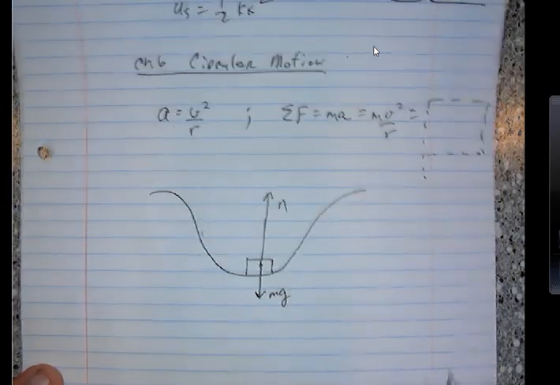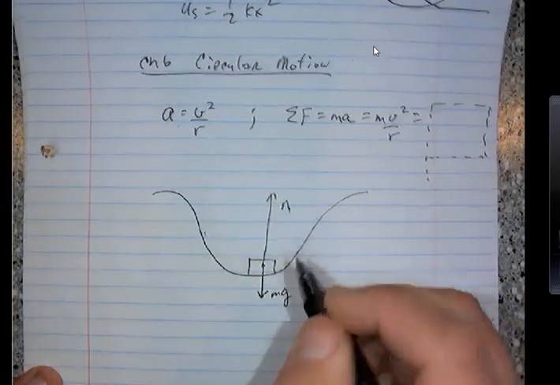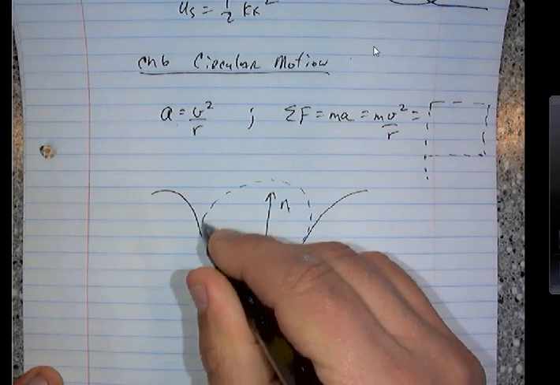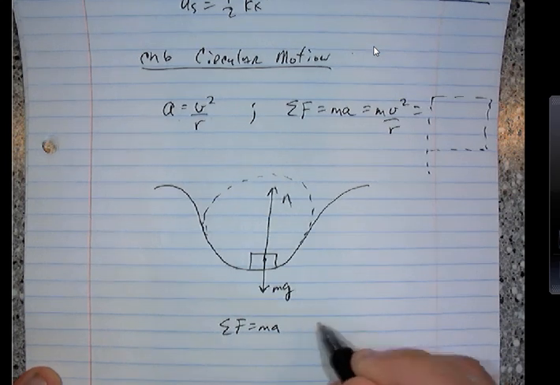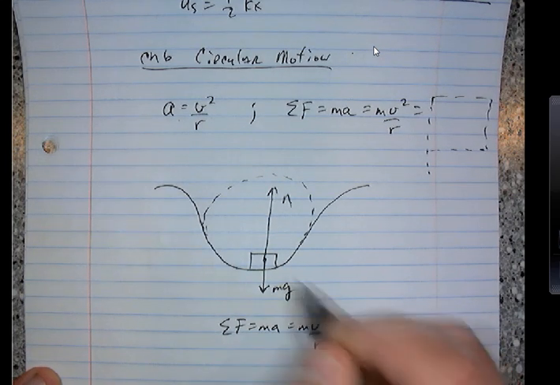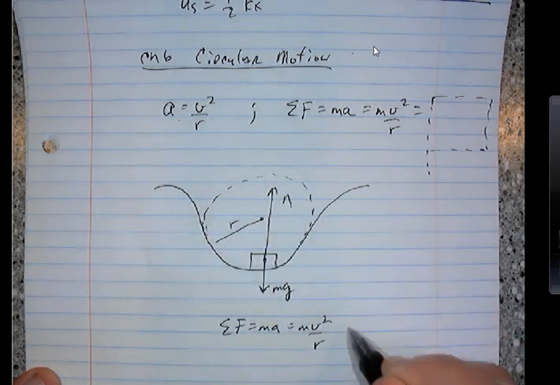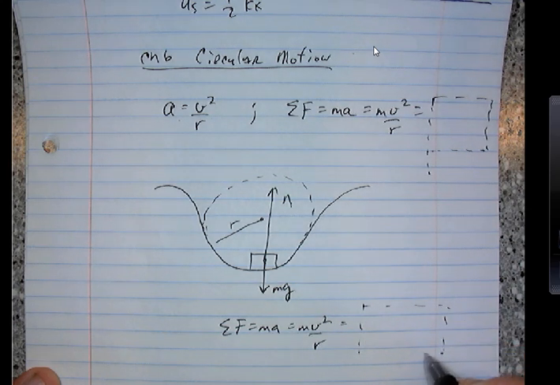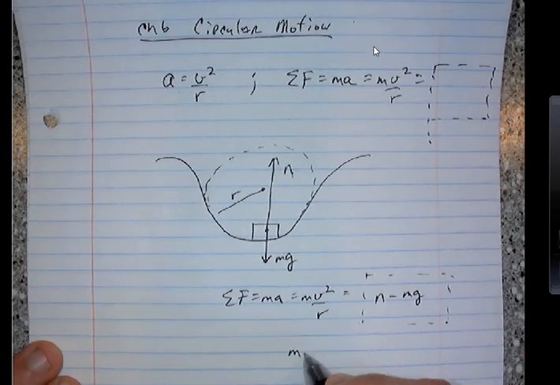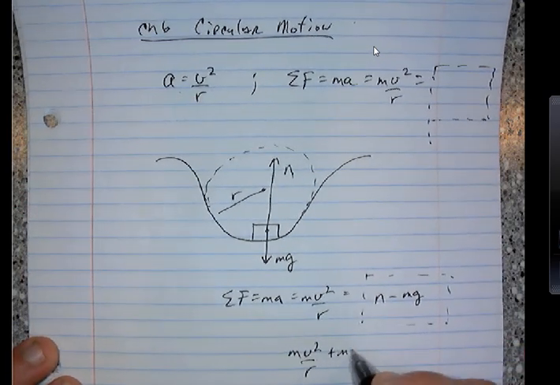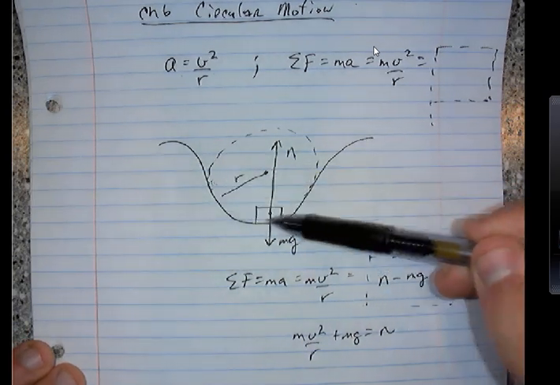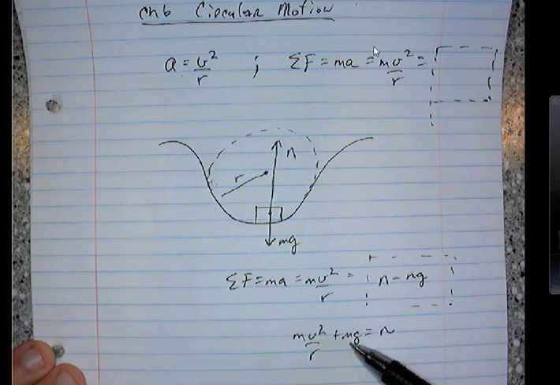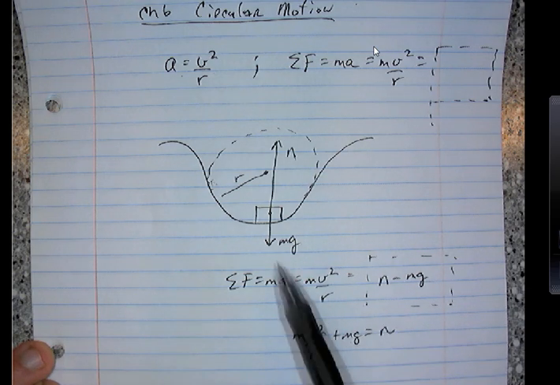I purposely drew the normal force bigger than mg. There has to be a net force towards the center of the circle. So I can say, add up all the forces, it's ma. We have mv squared over r here. R is the radius. And then again, you have to fill in what goes here. I would put normal force minus mg. So in this problem, we have mv squared over r plus mg is equal to the normal force. So when you're going through this valley part here, the normal force is actually bigger than it would be if the car was just resting there.